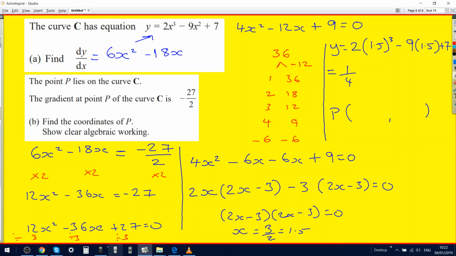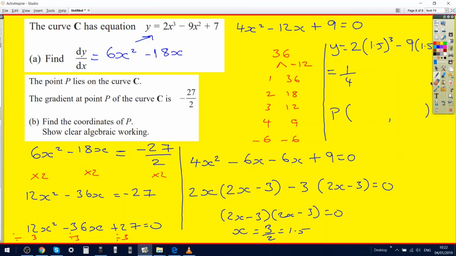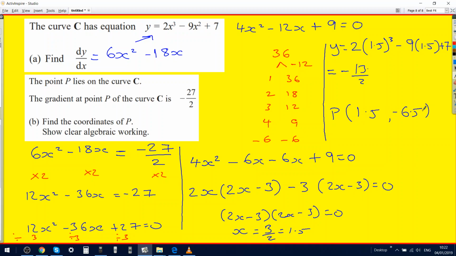Oh, did I forget squared? I did forget. Minus 13 over 2. Yeah. So minus 13 over 2. So if you're going to do 1 as a decimal, do both those decimals. It's minus 6.5. There you go.